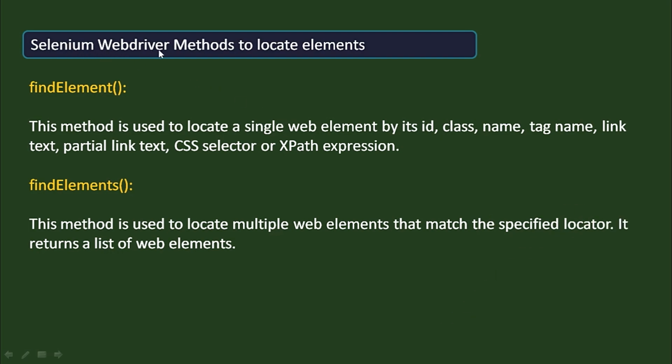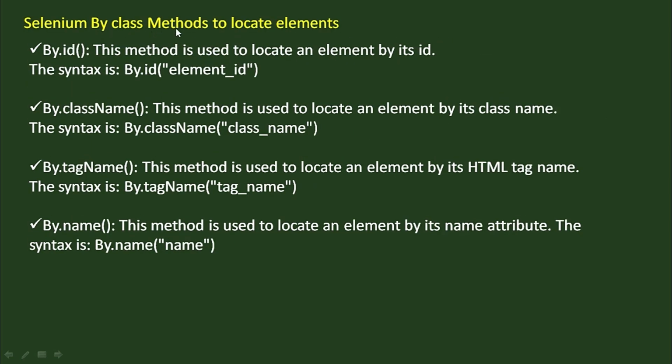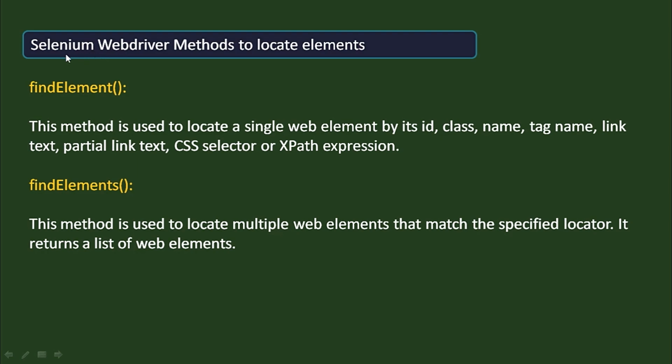Now understand the Selenium WebDriver methods to locate the elements. Yes, we understood what methods are present in the By class. Here is one more interview question: how many methods are present in the By class to locate the elements? You need to provide all these methods. Now how many methods are present in the Selenium WebDriver to locate the elements? There are two methods present in the Selenium WebDriver to locate particular web elements. One is the findElement method. Second is the findElements method.